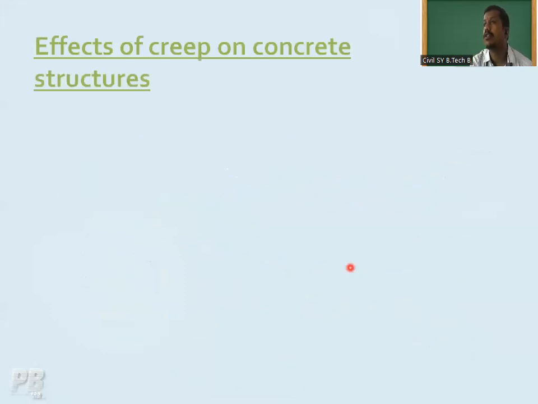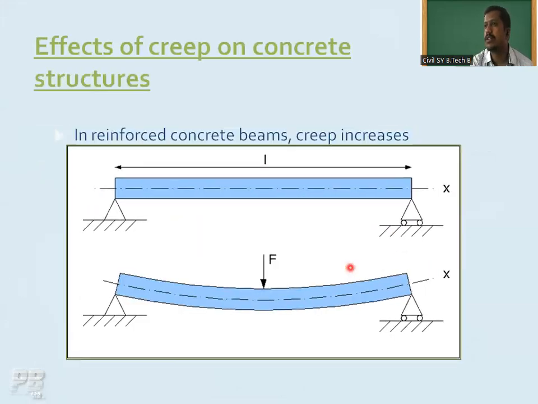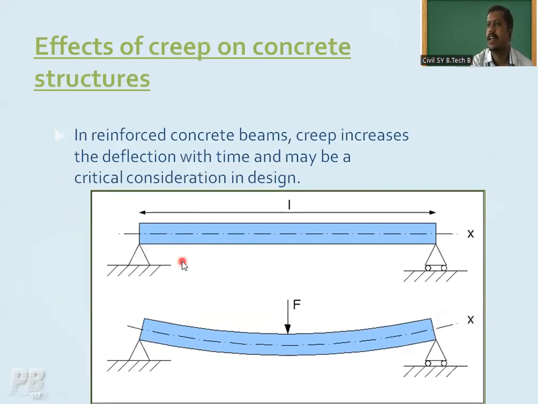Yes, effects of creep on the concrete structure. काय काय होऊ शकतं? Yes, you can see. In the beam, there is a bending. ही कुठली movement आहे? Sagging आहे का hogging आहे? How can you decide?